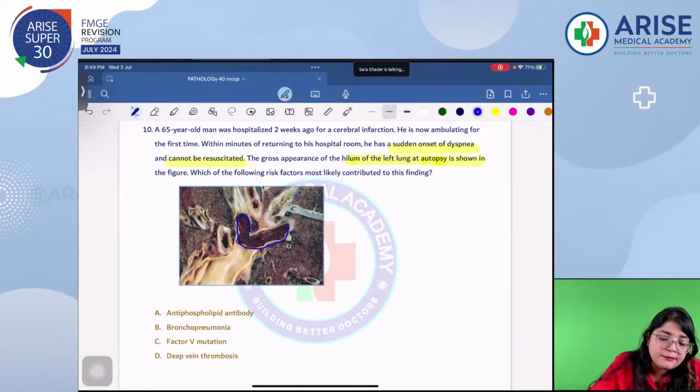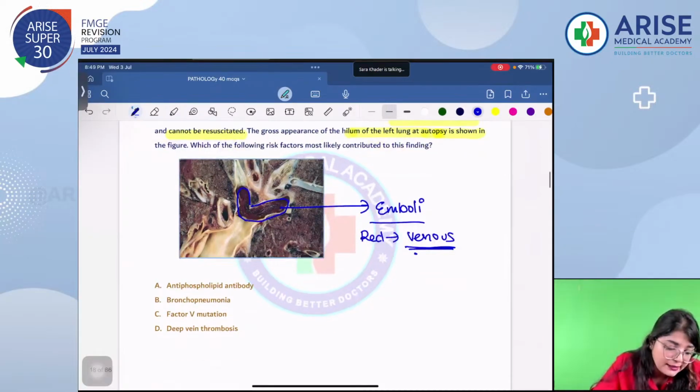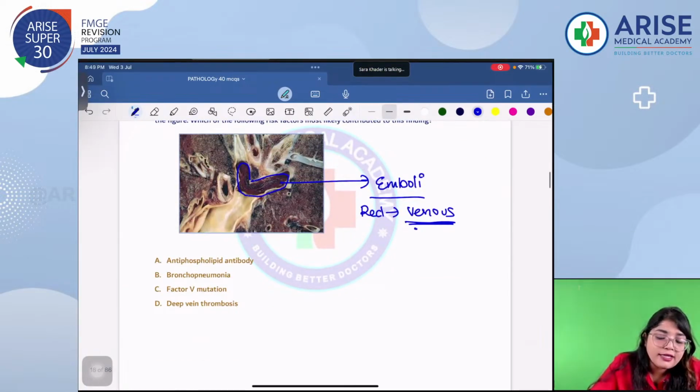You see an emboli, right? And this emboli is red in color. So most likely a venous emboli. Okay, most likely a venous emboli, right? Venous emboli. So what can be the cause of that?